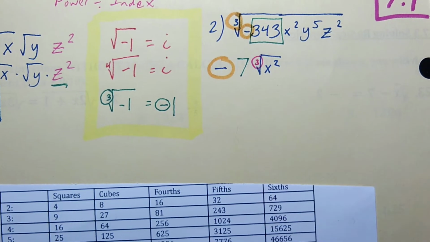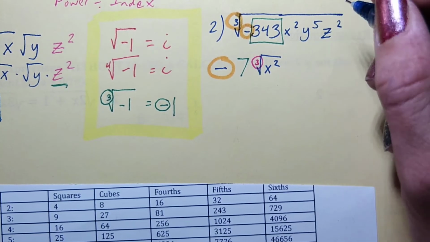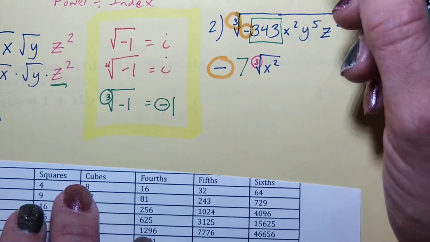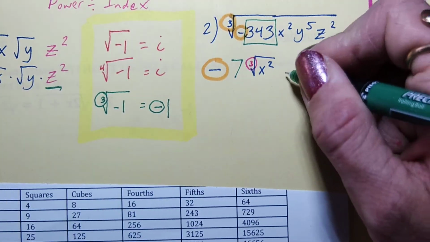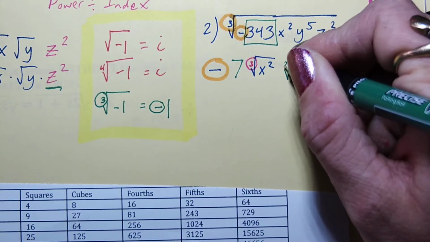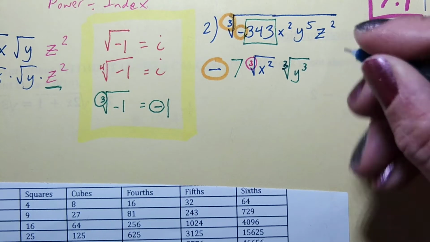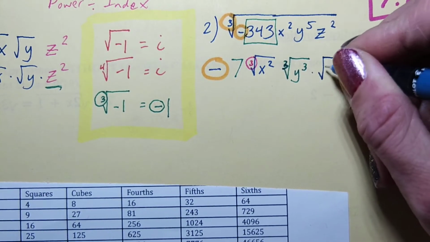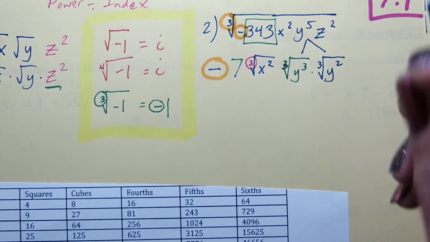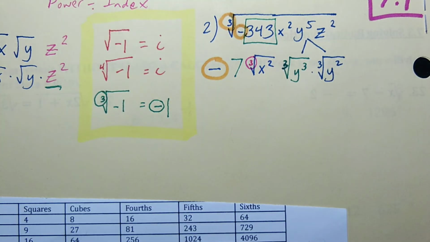So x squared is going to stay under the cube root. Then we've got y to the 5th. Do I have enough y's to be able to take the cube root? What could I break it down into that's divisible by 3? y cubed. There's my index. And then what would be left over in the other radical? y squared. So I'm breaking y to the 5th down into y cubed and y squared.